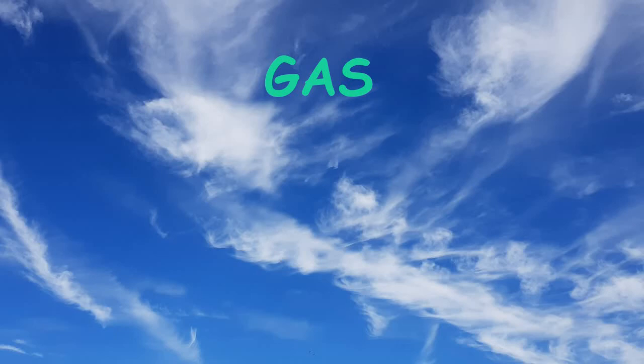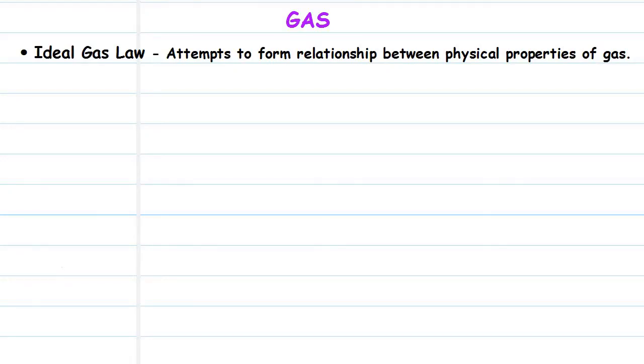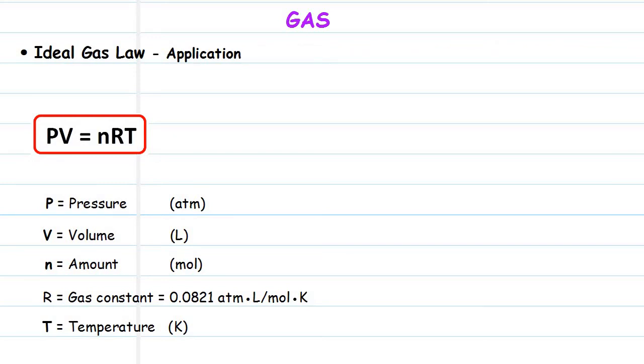This is General Chemistry, covering the topic of gas, Part 4. Previously, we learned about the ideal gas law, which is an attempt to form a relationship between physical properties of gas. And now we will try to apply this PV equal to nRT into different situations.